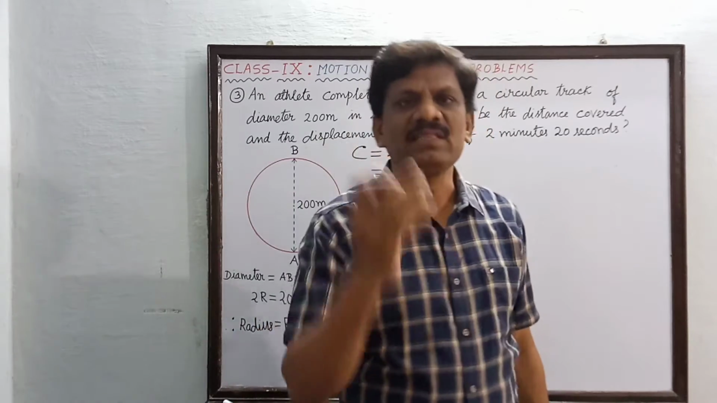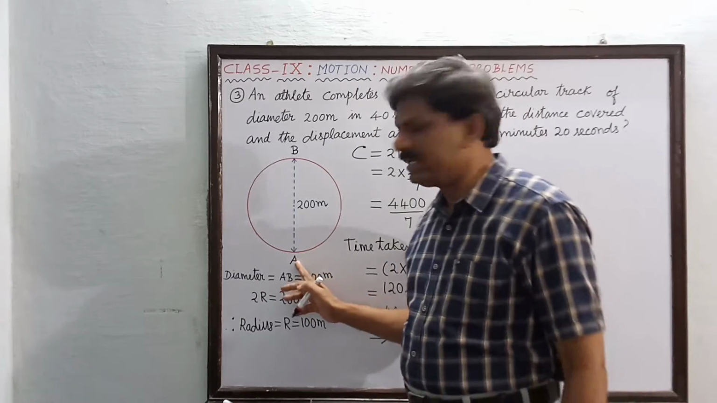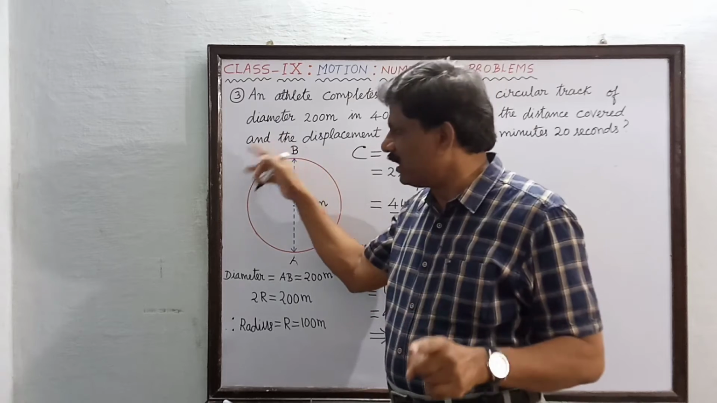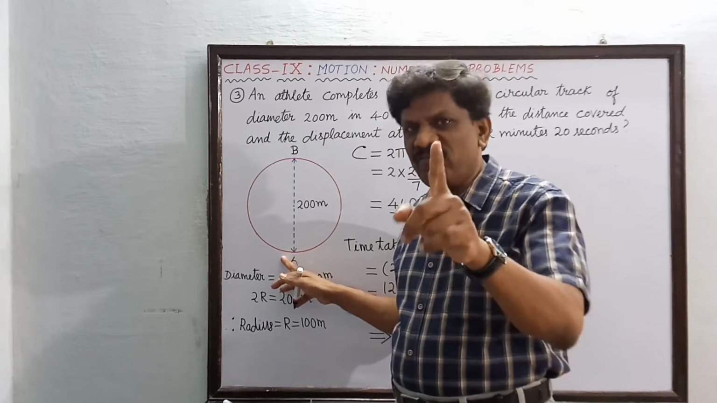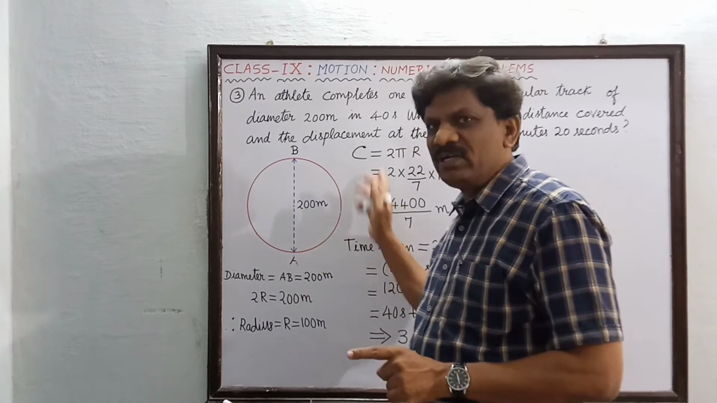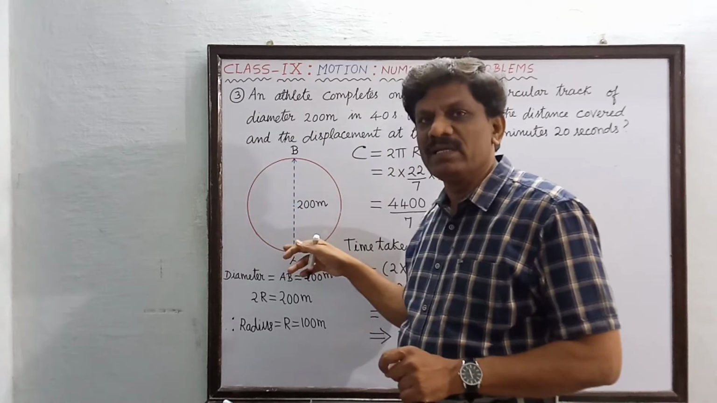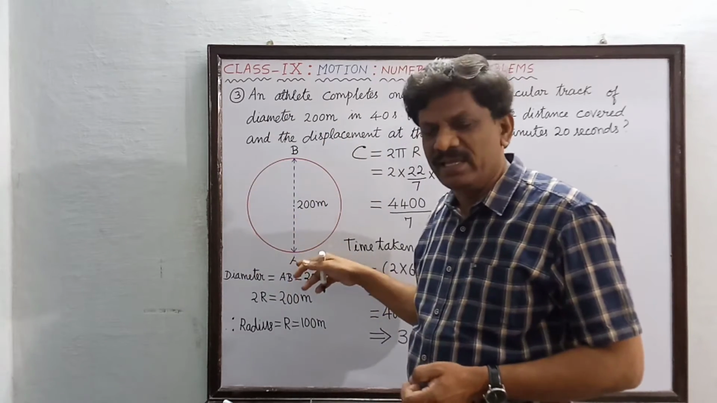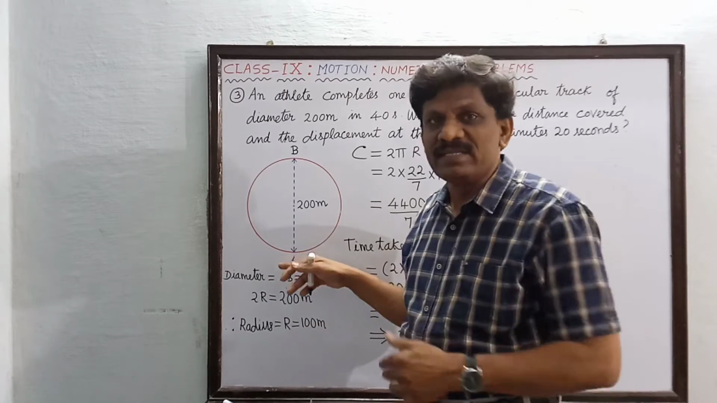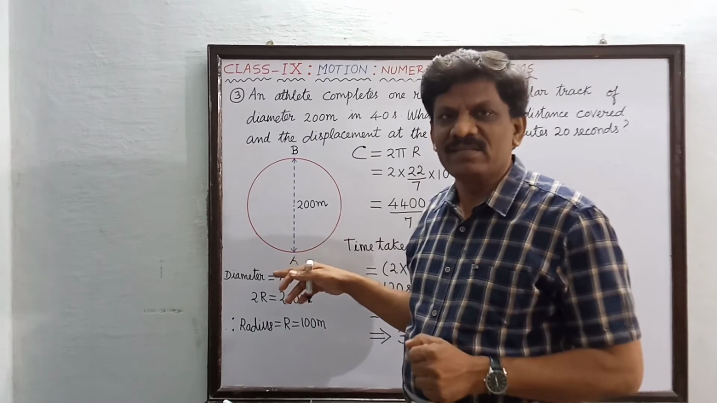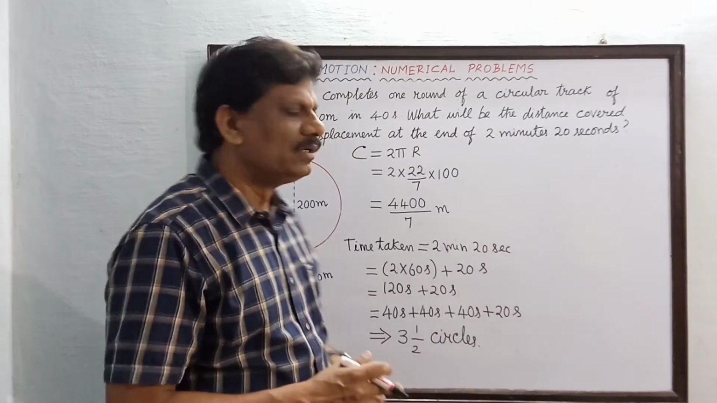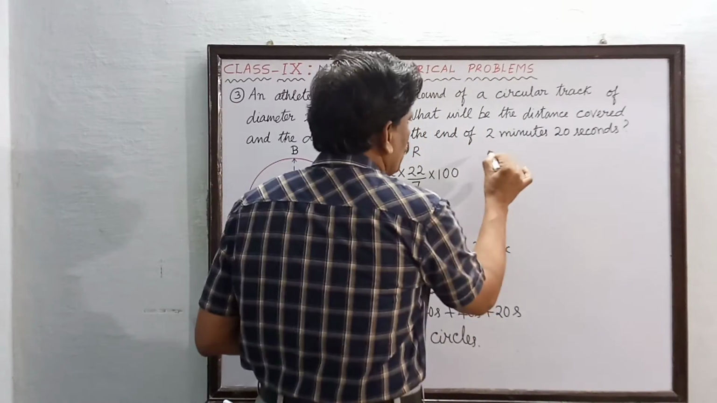So the athlete has initially started at A. He passes through B and comes back to A in 40 seconds. In another 40 seconds, he will come back to A. In the third interval of 40 seconds, again he will be at A. In the additional 20 seconds, where will he be? Yes, his position will be at B. Understand?